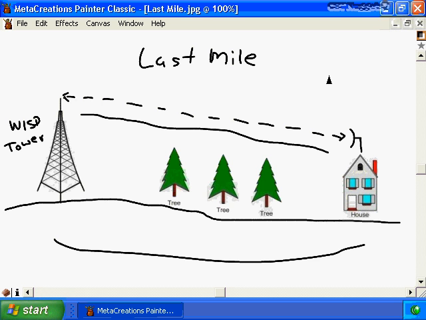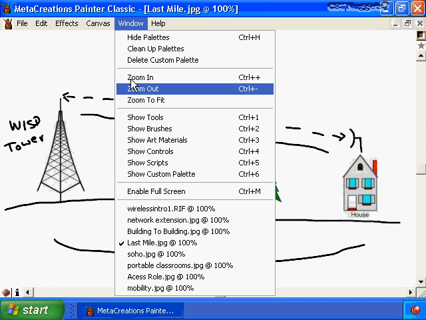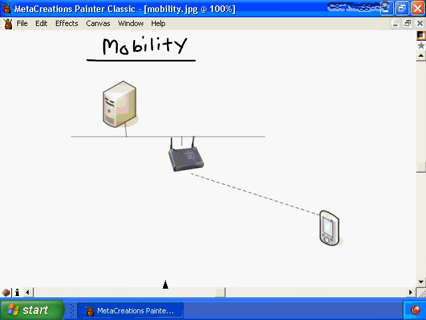Now, an area where wireless networks really pay for themselves and allow people to be more efficient is the mobility that they have to offer. Let's bring up another whiteboard and learn a little more about this.